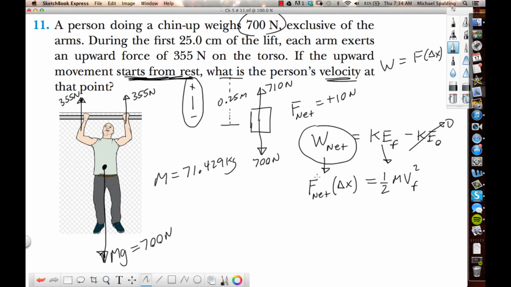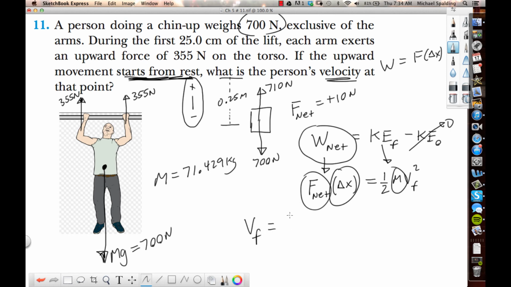Okay? What's the only thing missing in there now? Do we know the net force? Yeah, it's 10. Do we have the displacement? Yeah, it's 0.25. Do we have his mass? Yeah. So guess what? We can solve for his final velocity.